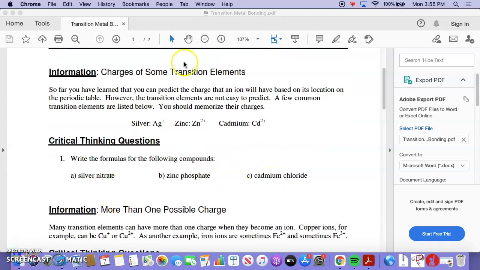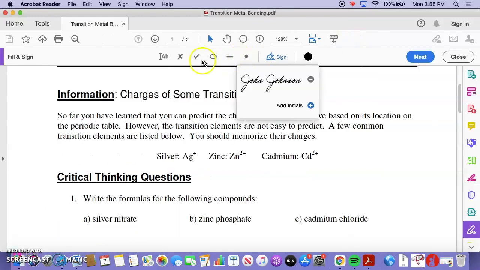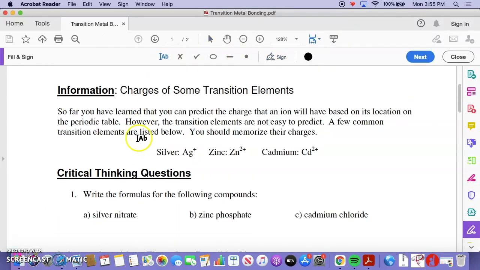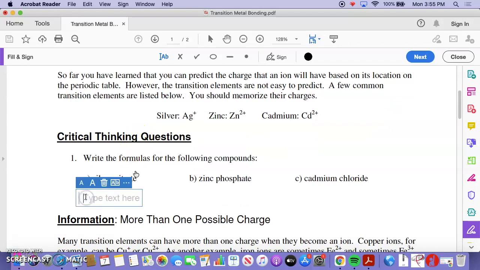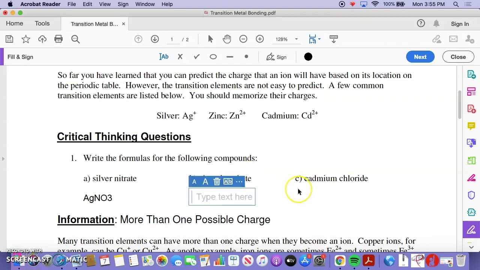So knowing that, I can write down formulas for these compounds without having to do too much. And so I look at silver nitrate, right? Silver's +1, nitrate's -1. So that is going to be AgNO3, okay? Zinc phosphate, zinc's +2, phosphate is -3.